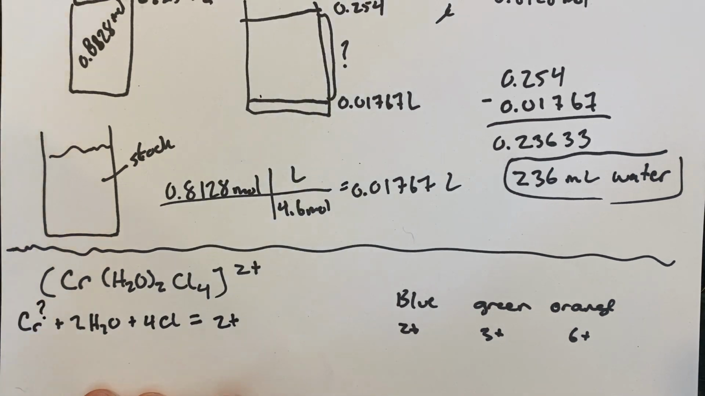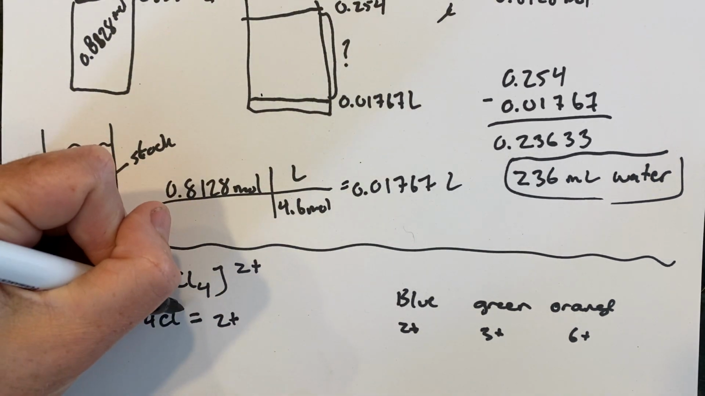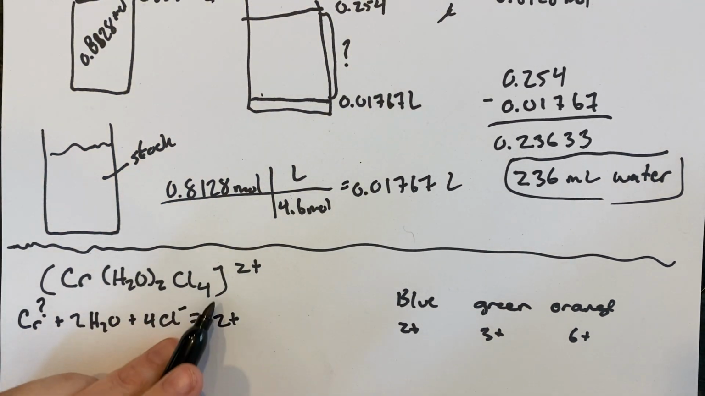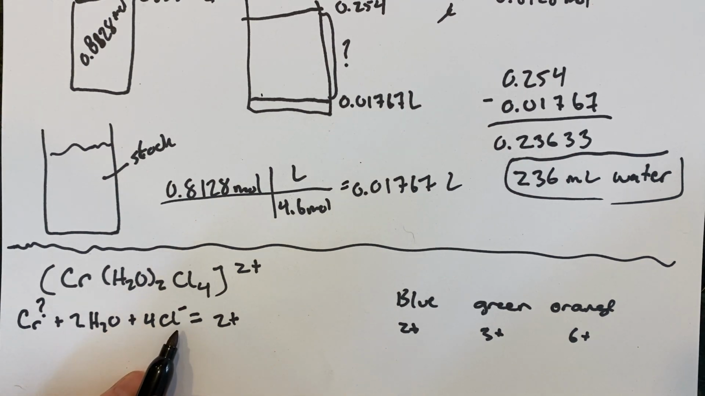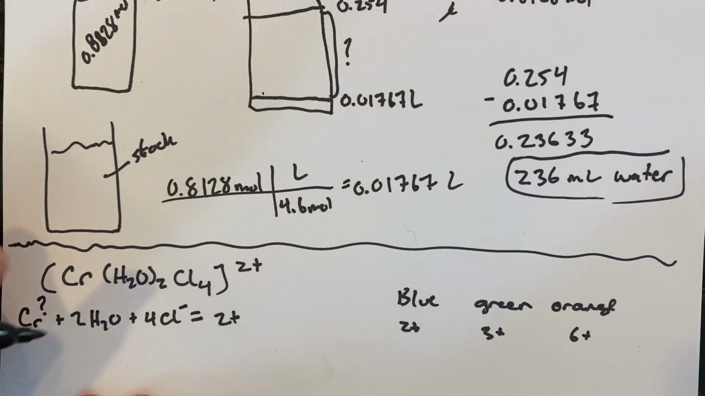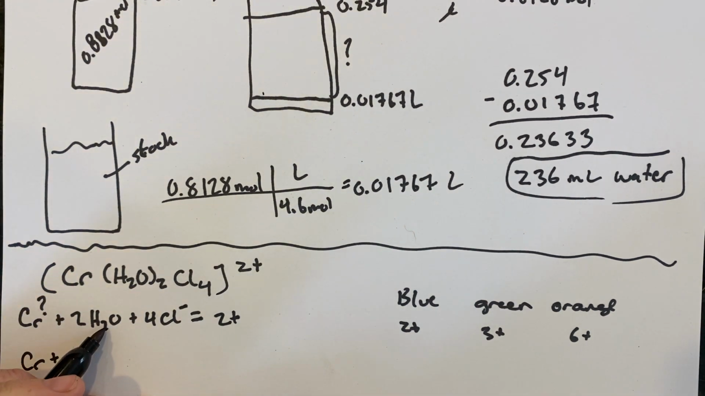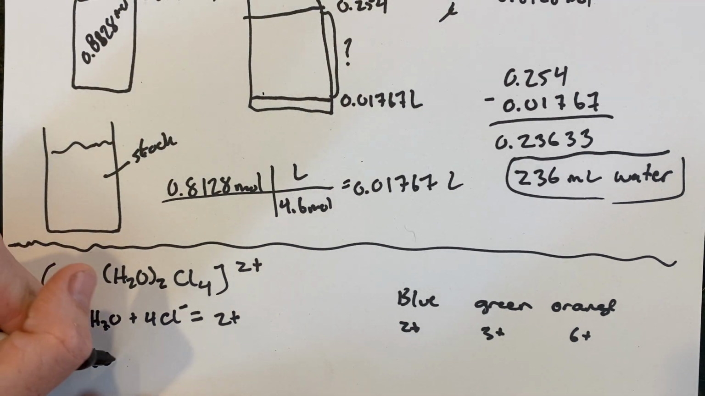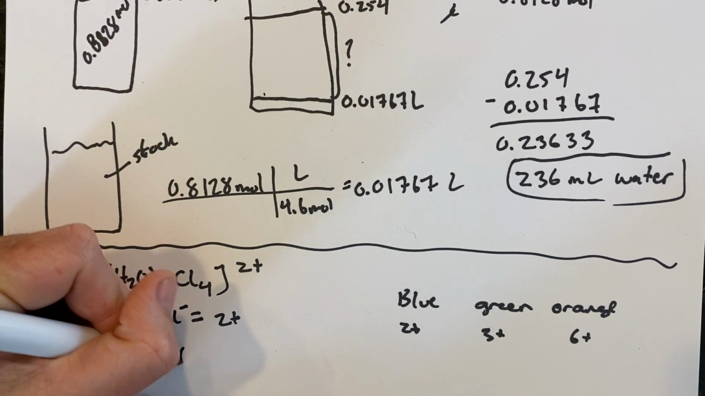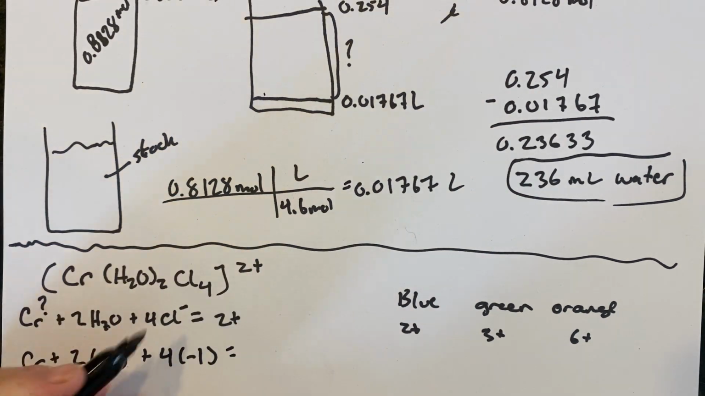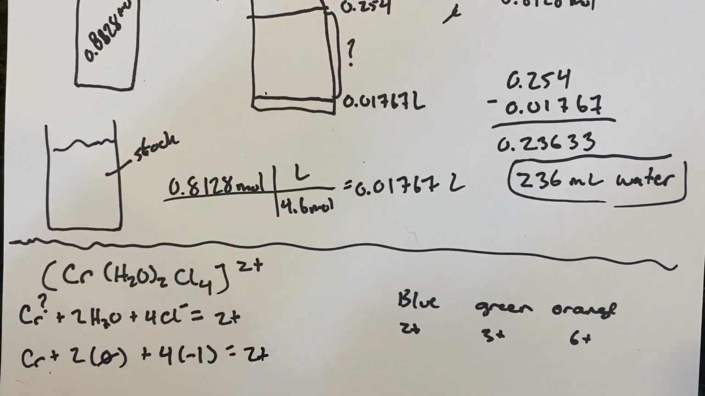And we're going to do this in order to figure out the charge of chromium. We have no idea what its charge is. But we do know that it's not just any chlorine. This is an ionic compound, so this is chloride. Chlorine's in the 7th column, and therefore it has a -1 charge. So now when we go to solve it, we've got chromium, we don't know what it is, plus 2 times the charge of water, which is 0, plus 4 times -1, because again, chloride is -1, must equal 2 positive.